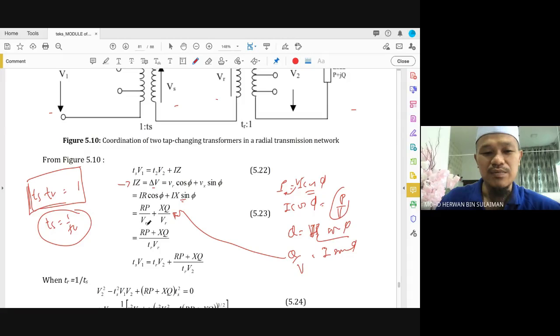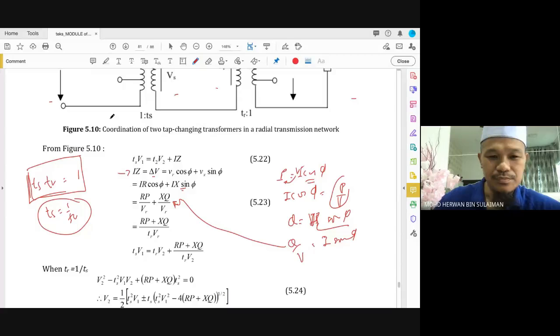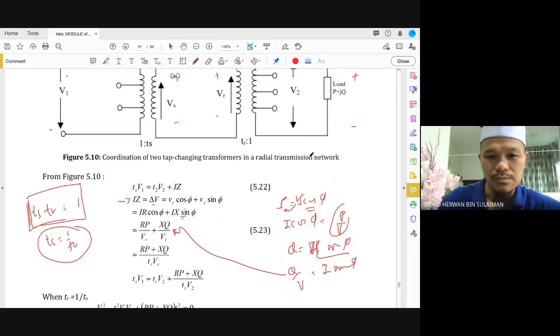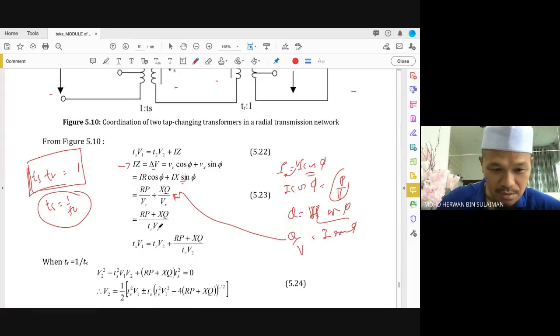So Rp plus Vr plus XQ over Vr. Okay, then you can find here, because it's similar, your Vr equals to... this one is not Vr, it's V2. There's an error here, because your Vr equals to TRV2. So this one.